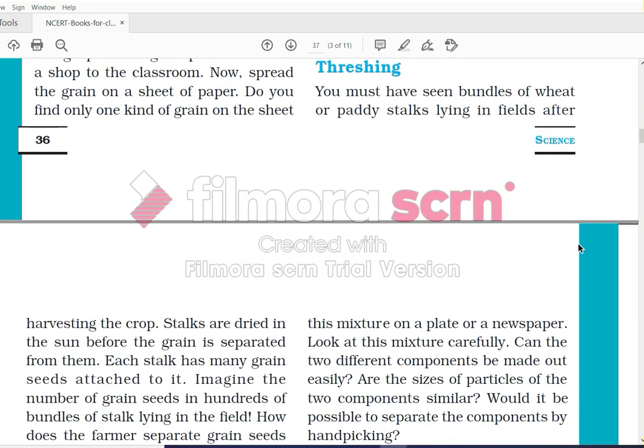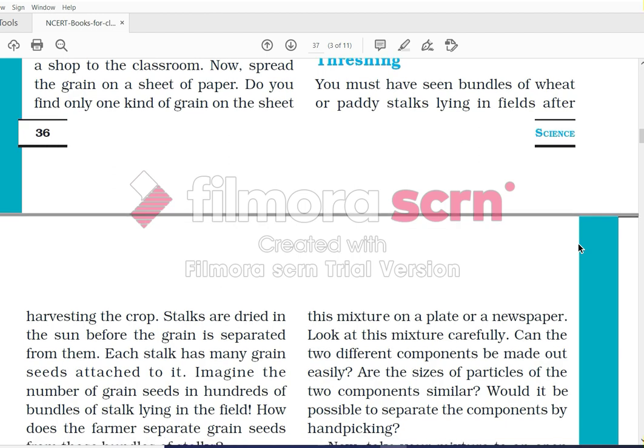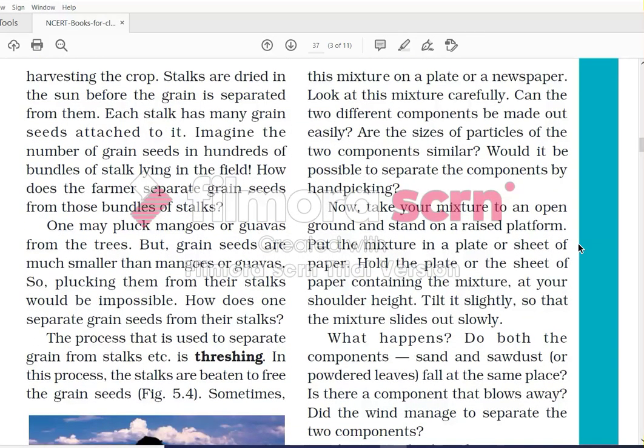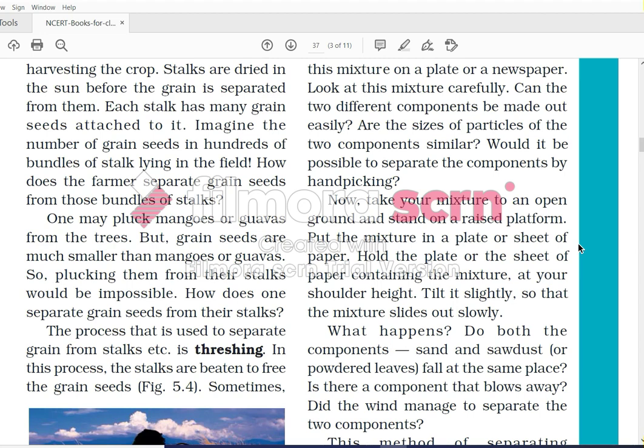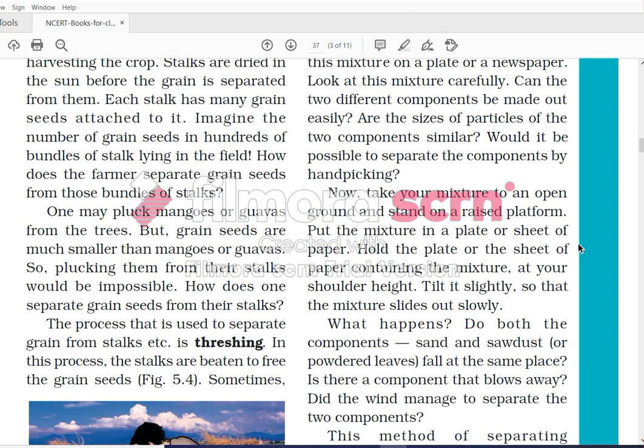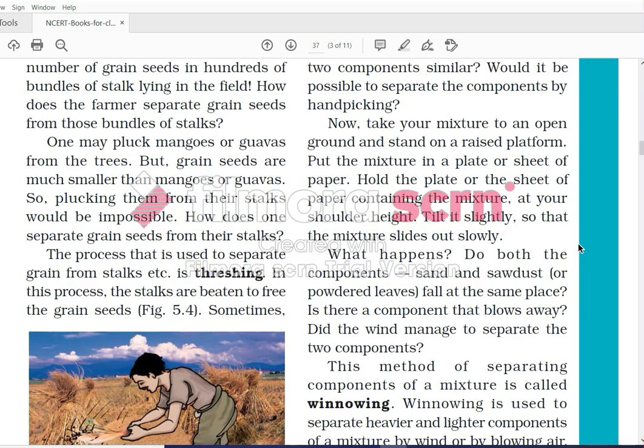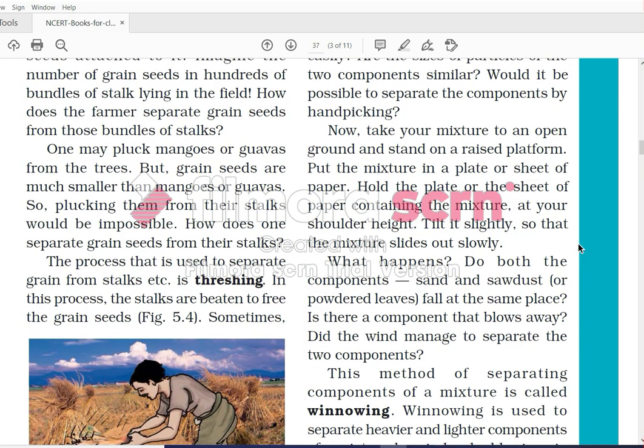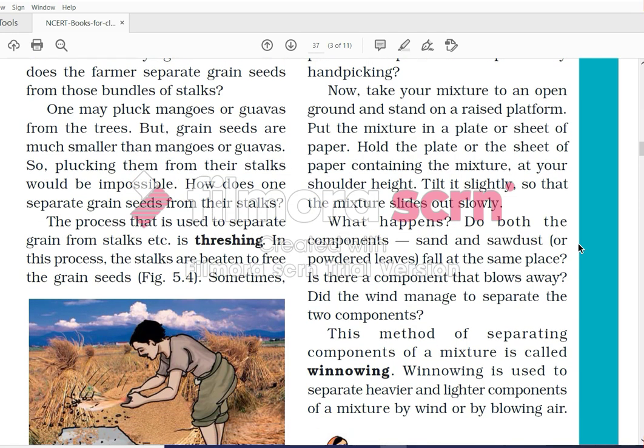You must have seen bundles of wheat or paddy stalk after harvesting the crop. Stalks are dried in the sun before the grain is separated. Each stalk has many seeds attached to it. Imagine the number of grains in the field, that would be more than hundreds of it. How does the farmer separate the grain seeds from the bundles of stalk?